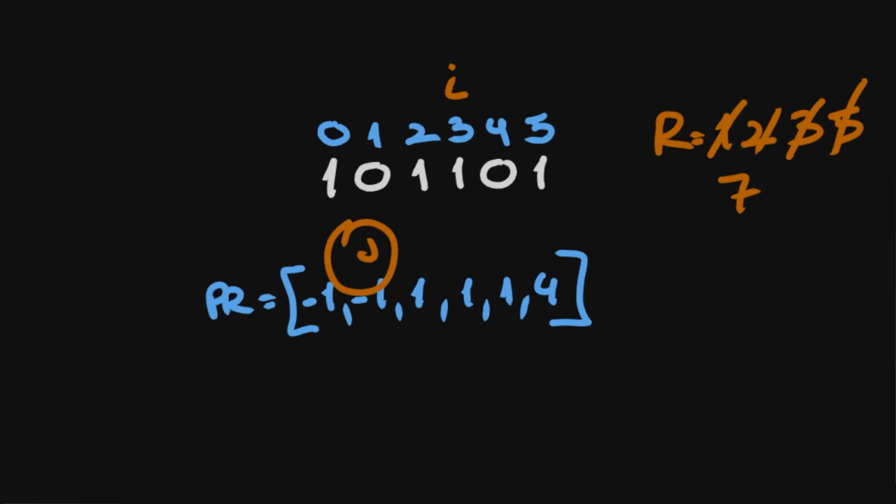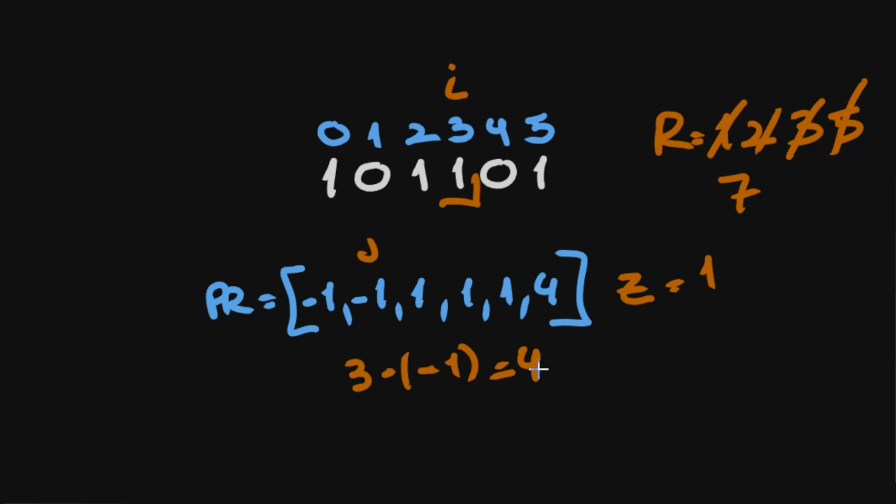Given that we have just moved the j pointer, the amount of zeros is 1. That's because of this 0. And we do the same as before. We are trying to get the length of the current substring. We take the current index and subtract previous at j. And 3 minus minus 1 is 4.